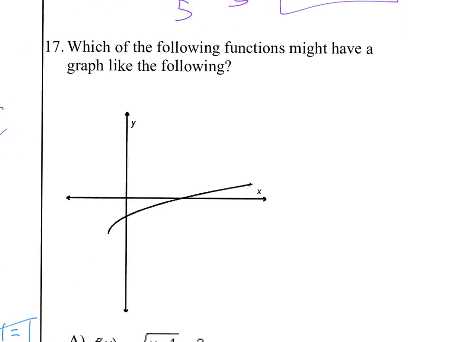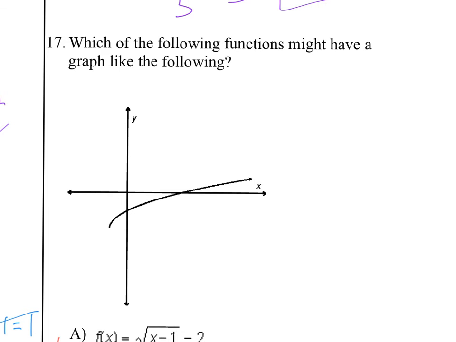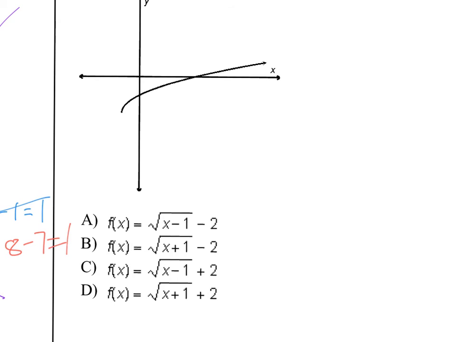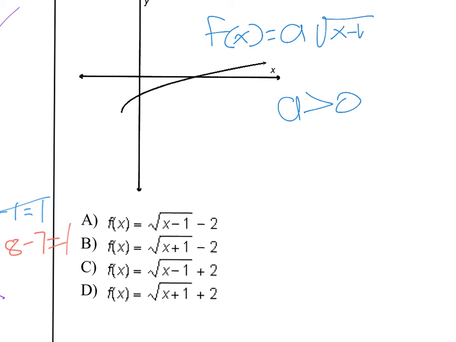Okay. Which of the following functions might have a graph like the following? Okay, so here you are given some options. First off, looking at this graph, we know that a is greater than 0. Remember, you might want to make sure this is on your formula sheet: a times the square root of x minus h, plus k. So I know a is greater than 0 because it's arching upwards. If it was arching downwards, a would be negative. So that means this number out here has to be positive.